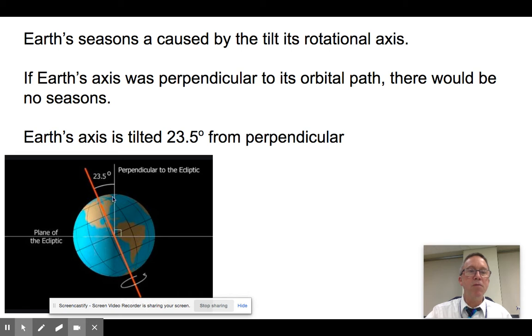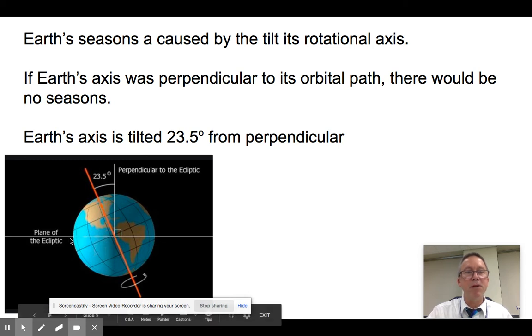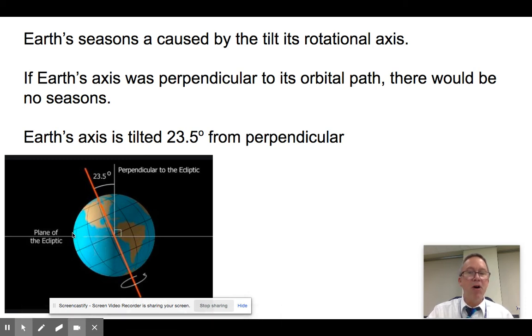If the Earth's north pole pointed straight up at a perpendicular angle to what we call the ecliptic, which is just the orbital path of the Earth around the sun, if the Earth was spinning on its axis perpendicular to that path, then all that would matter is latitude. It'd always be warm at the equator, it'd always be cold at the poles, and there would be no seasons.